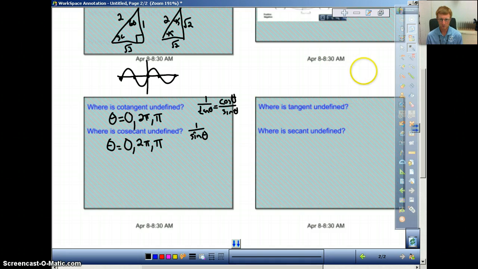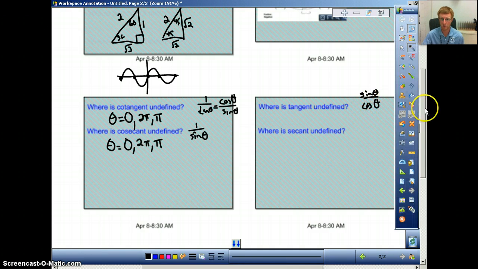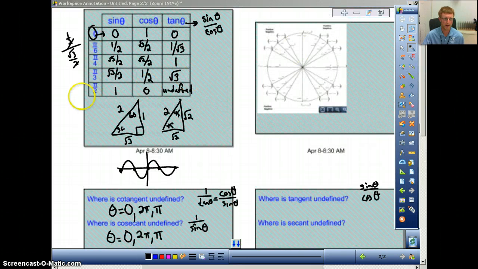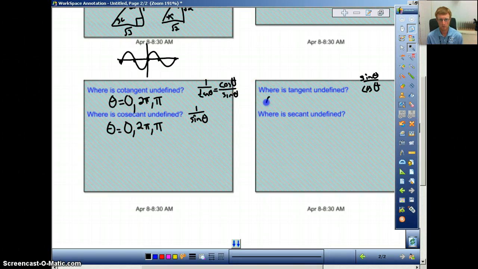Okay? So the last slide talks about when is tangent undefined. So tangent is defined as sine of theta over cosine of theta. So when is cosine of theta equal to 0? Well, cosine of theta is equal to 0 at pi over 2. So we're going to say when theta is equal to pi over 2. But again, it's every pi after that and every pi before that. So it's going to be negative pi over 2. It's also going to be 3 pi over 2, 5 pi over 2. I mean, it just keeps going.